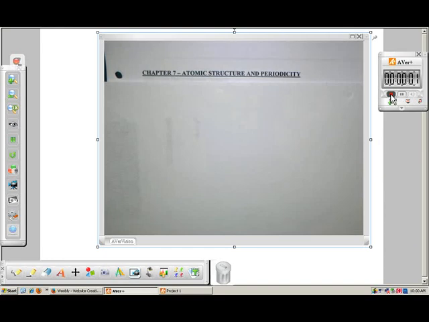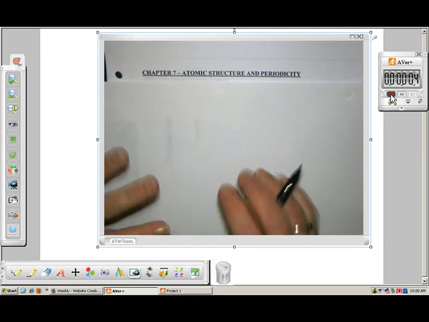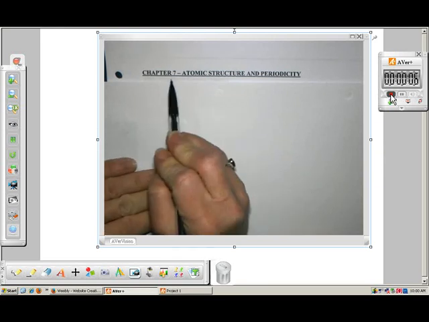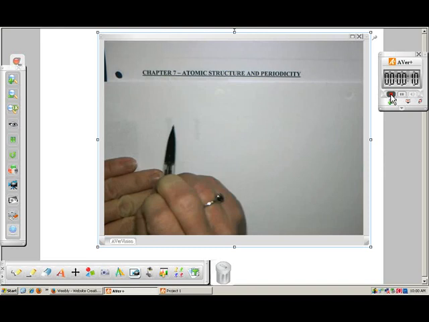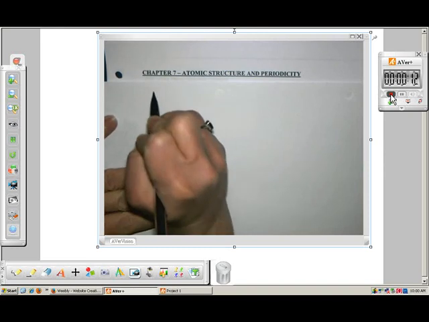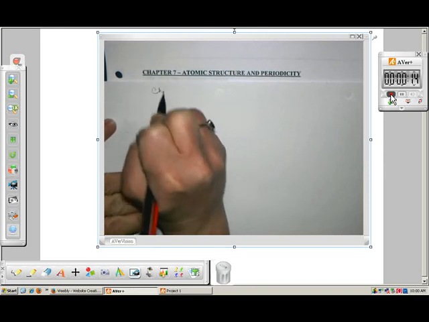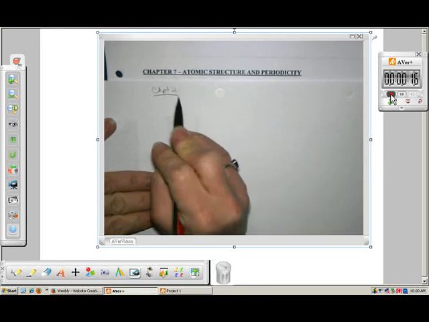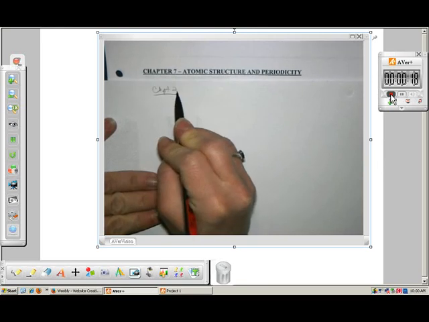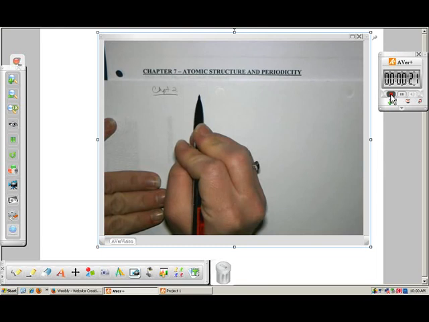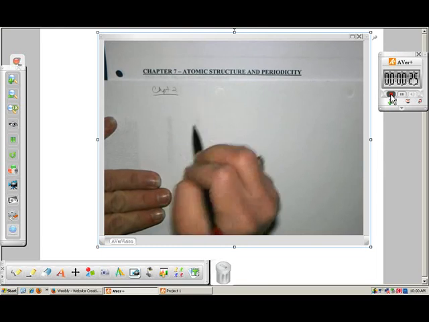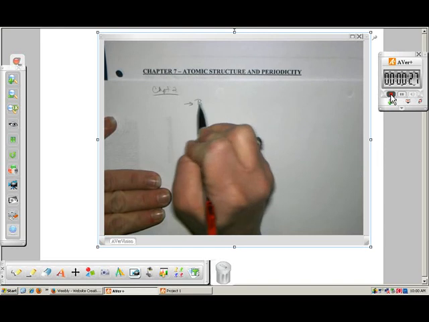Hello, my students. This is a brief walkthrough for the introduction to Chapter 7 for us. In this chapter, we will remind ourselves where we left off with the atom in Chapter 2, and that was with the Rutherford model. We will then look at the increased experimentation and understanding of light, which led to the Bohr model of the atom.